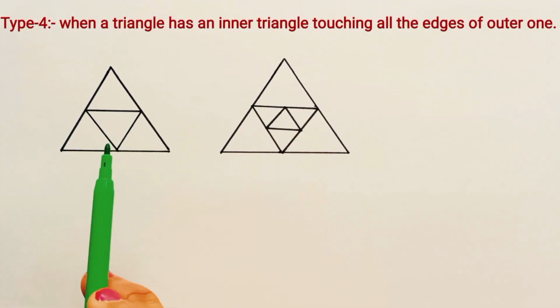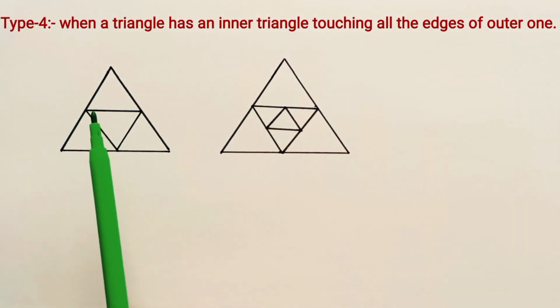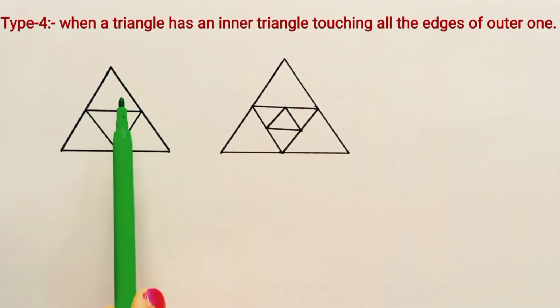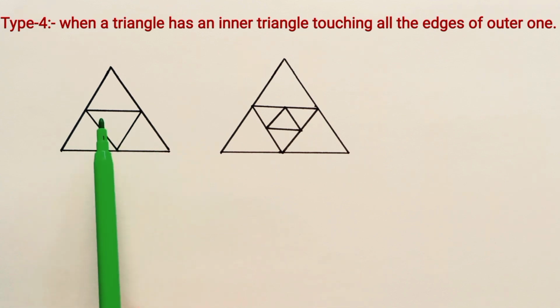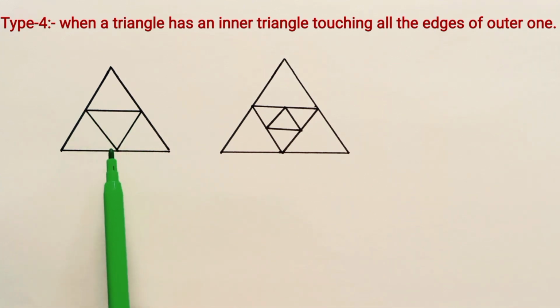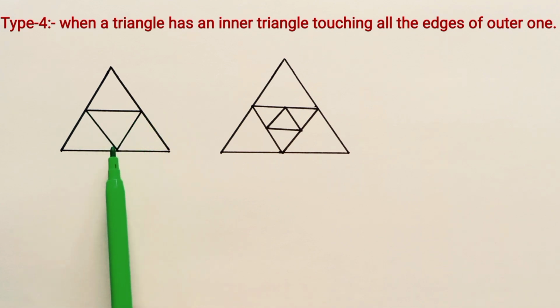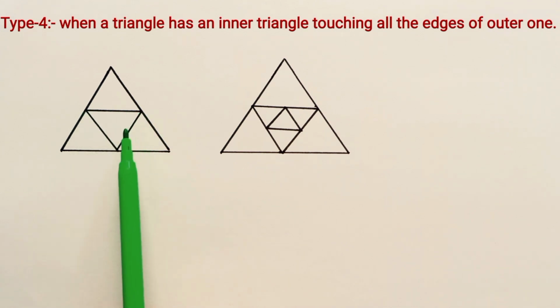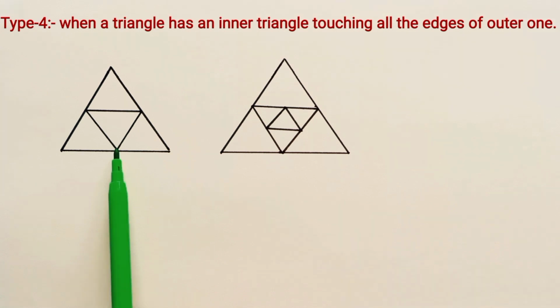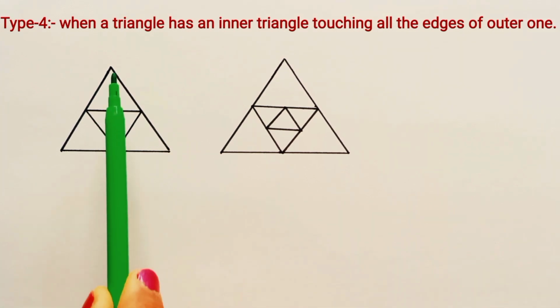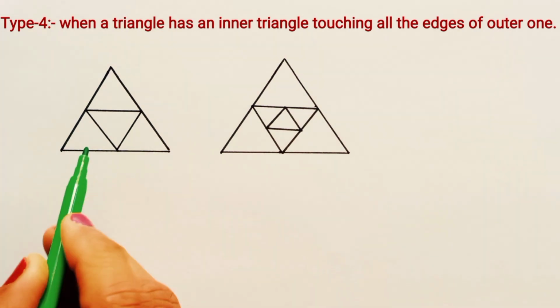Now let's move into the fourth type of triangle. In this type of triangle, we can see a bigger triangle, and in this bigger triangle, we can see a smaller triangle which is present inside of it. And you can observe that this triangle is touching all the edges of the outer bigger triangle. Now, before going to count the total number of triangles present, first let us name this triangle.